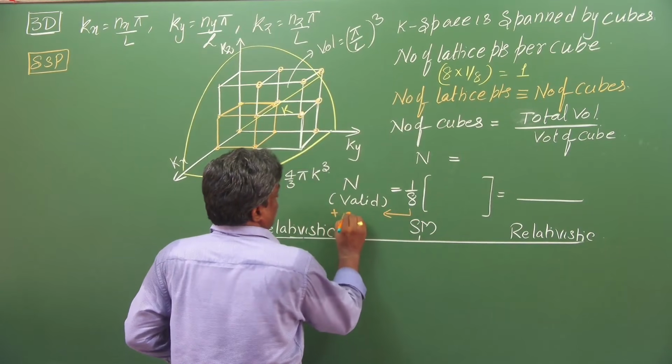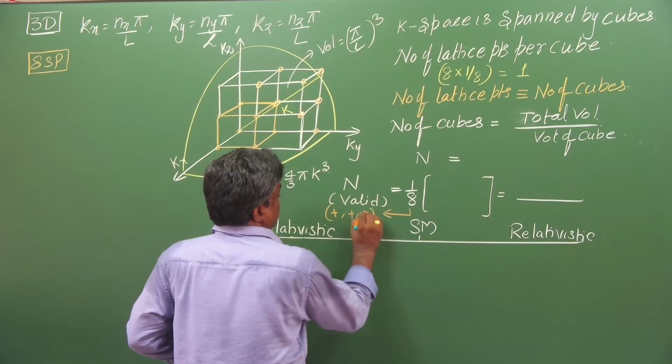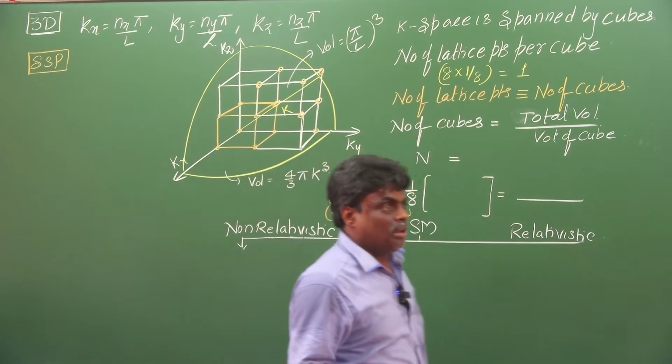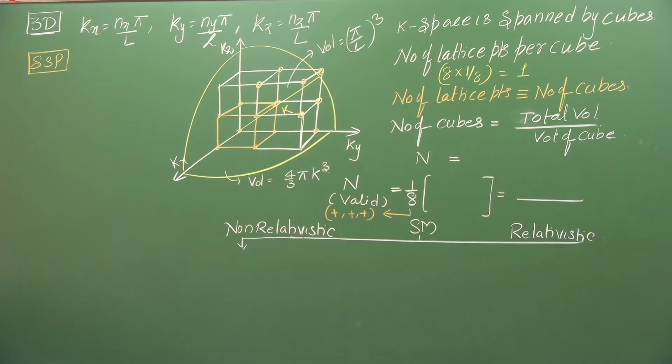So all are positive, only 1 by 8. Just imagine a tennis ball, cut in the middle. Then you will get front portion half, back portion half. Again cut in the middle. Total 8 parts will be there. In that 8 parts, only one part is kx positive, ky positive, kz positive. If you take any other part, at least either kx, ky, or kz will be negative.